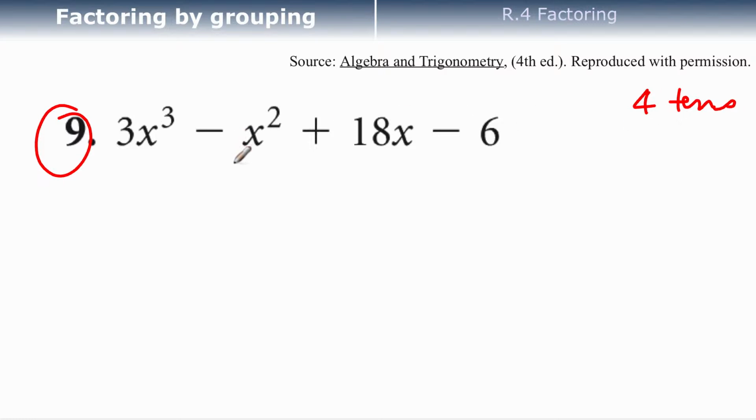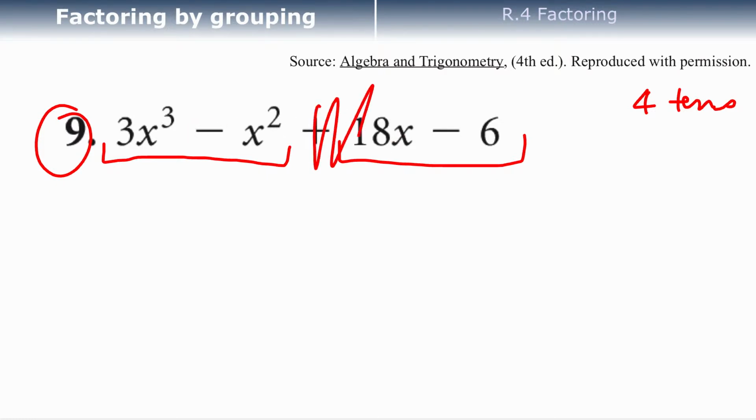When we factor by grouping, basically what we do is we take the first two terms and group them, take the second two terms and group them. And then I forget that these ones over here exist. Here I look for a common factor between these two. There's not a number that's common, but they both could be divided by an x squared. So I'll take an x squared out of each one of those.